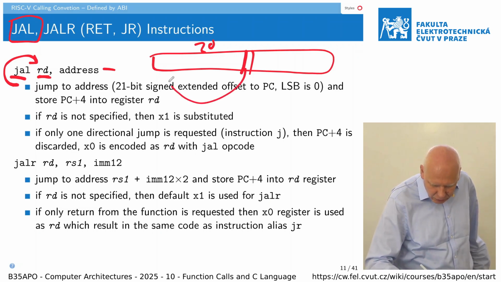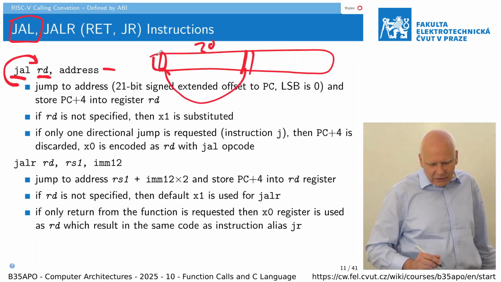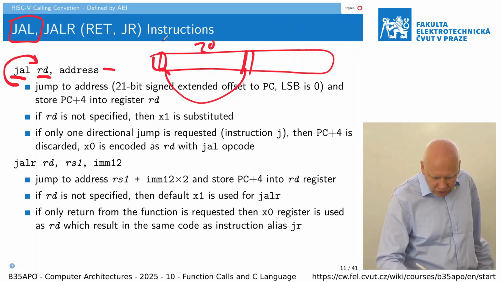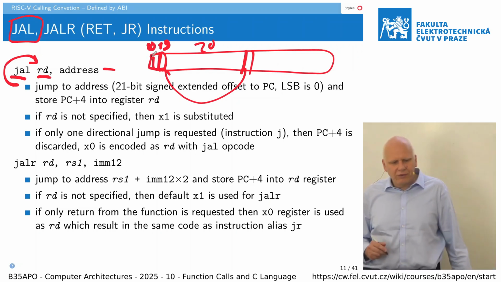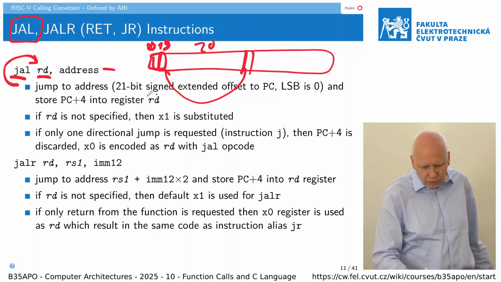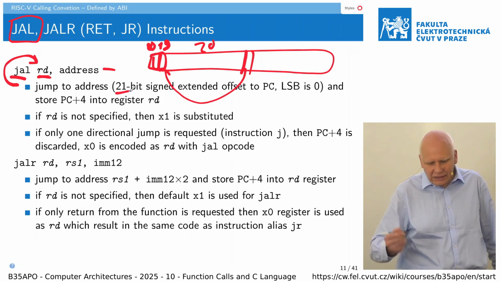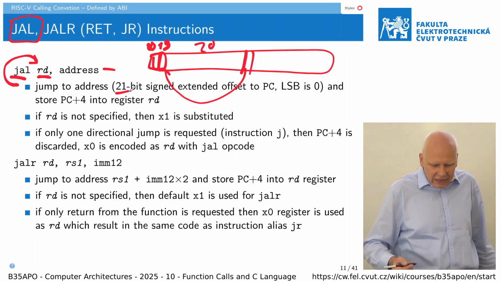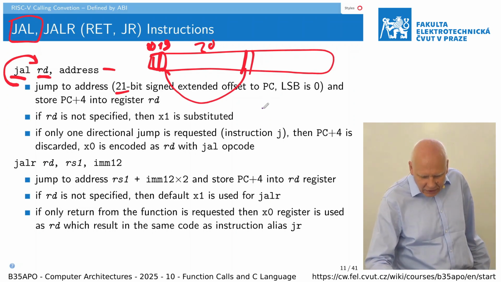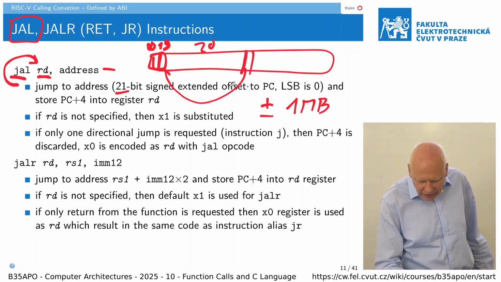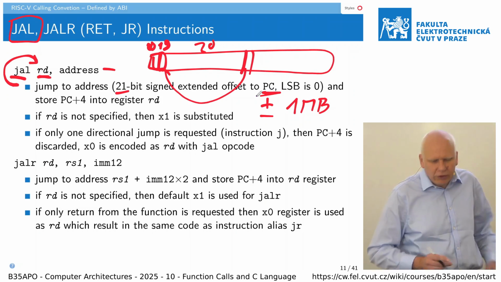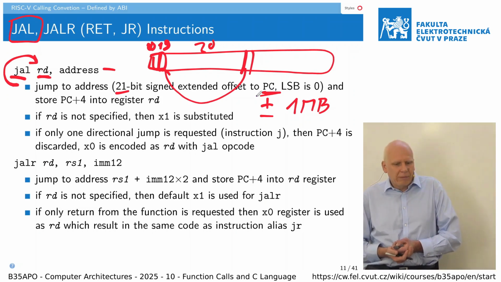So this bit is reused as the bit which corresponds to bit 19, and bit 20 is the sign. So at the end we have the ability to use something like 21 bits with the sign, which represents the ability to branch in the range plus minus 1 megabyte against the actual location of the program counter.